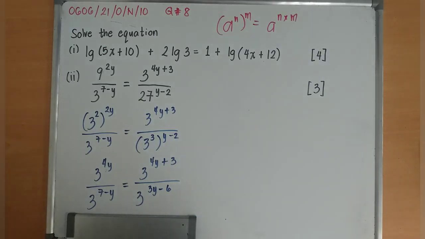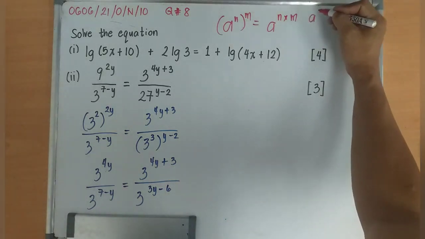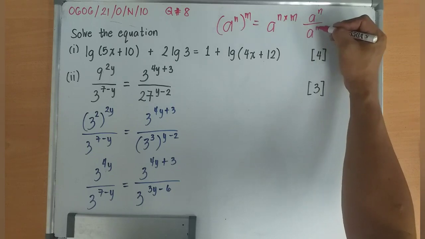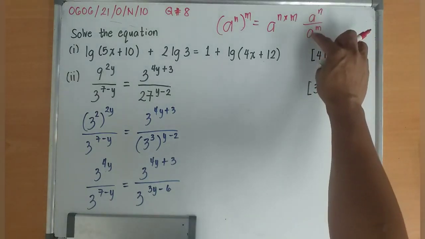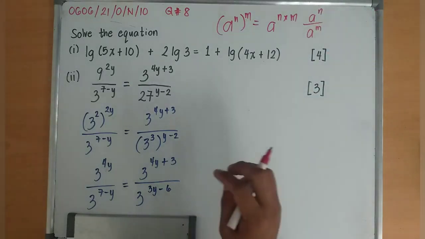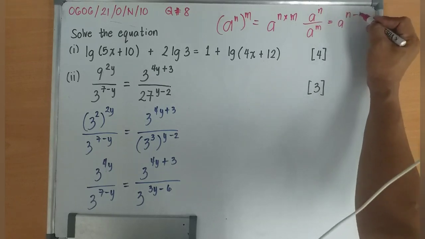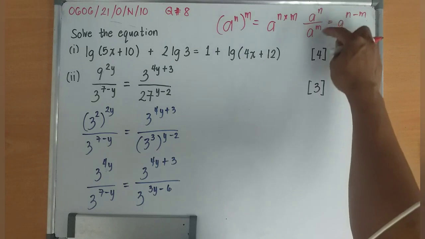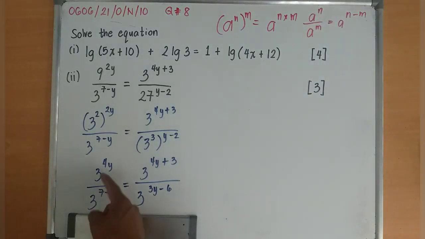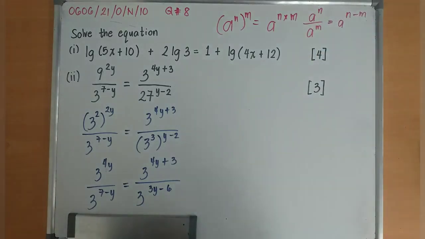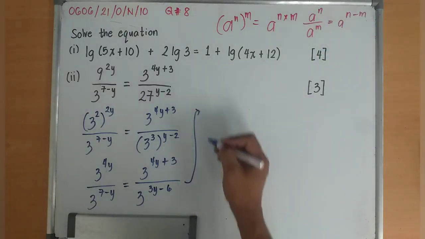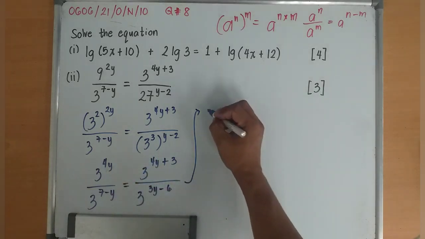Next principle or law of indices. If I have a to the power of n divided by a to the power of m, so if you notice, I have the same bases but different indices. What I will do is a to the power of n minus m. So n minus m, so I have that. They have the same bases, so I am going to subtract the indices. And when you subtract, be careful again with what you are doing.